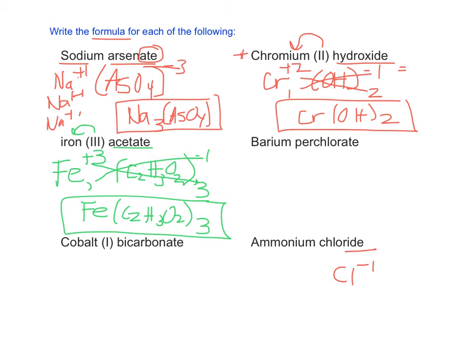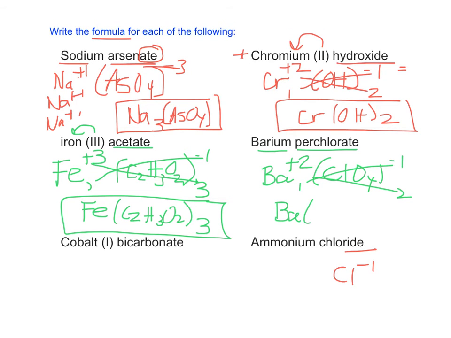are balanced. Barium perchlorate. So barium is Ba. Based on where it is on the periodic table, it's in group 2, so it has a +2 charge. Perchlorate, so it's going to involve chlorine and oxygen. Per means there's 4, and it has an overall -1 charge. So we're going to need 2 of those to balance our 1 barium ion. So we have Ba(ClO4), close parentheses with a 2 on the outside.